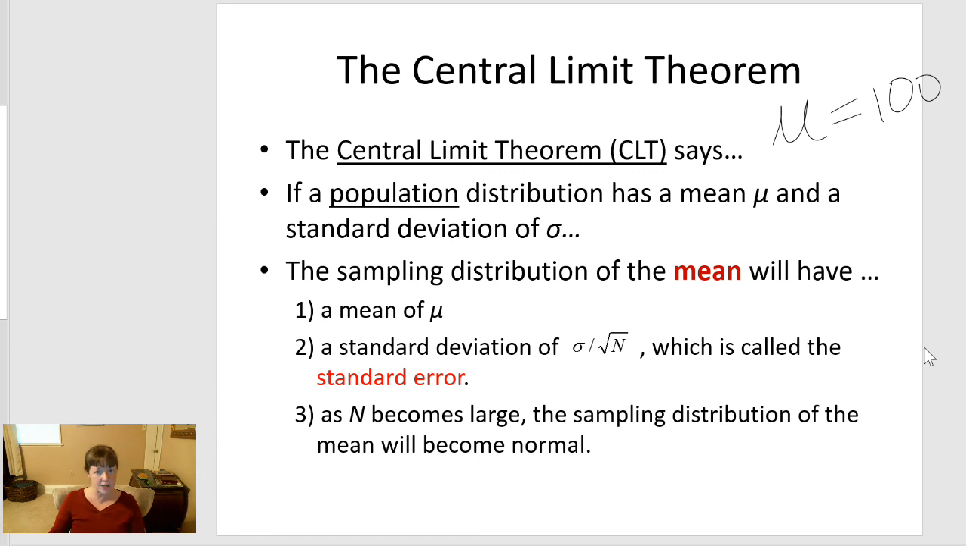So let's continue to use my IQ example. I know that sigma, the standard deviation for my population of raw scores for people's IQ, is 15. And then I tell you that I am going to grab 25 people.